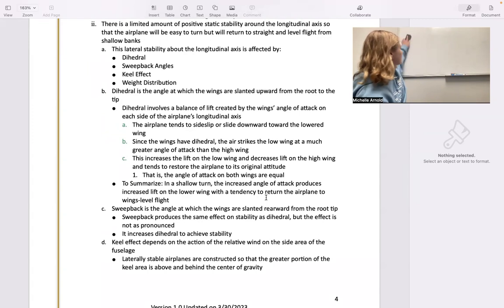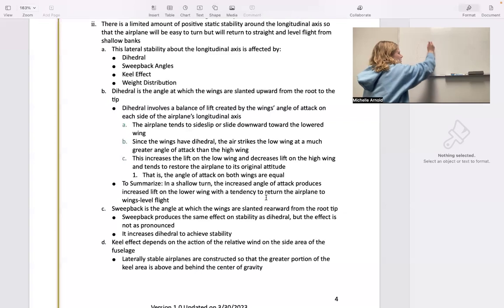So if a runner is running on a track, this is the track. A runner on the inside of the track has to go less distance than the runner on the outside of the track. So if they're completing it in the same amount of time, this runner is going to be going a lot faster than this runner. Same goes for the wings when we're going in a 360-degree turn.